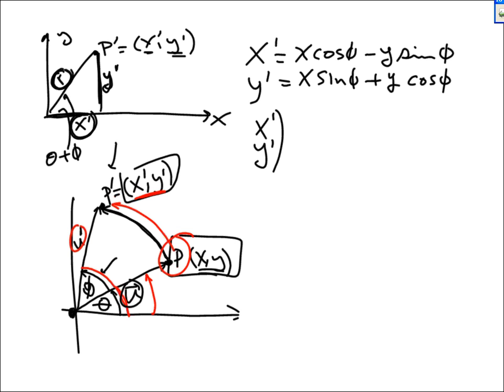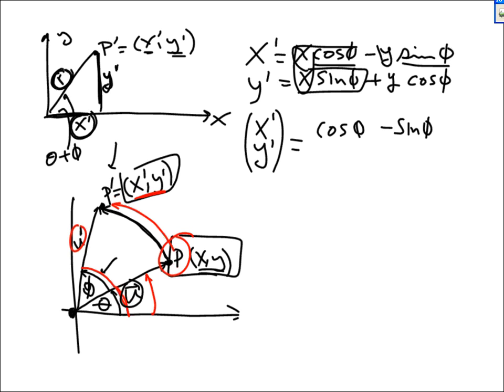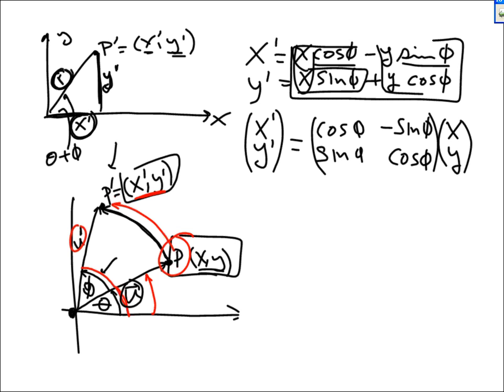X prime, y prime as a vector is cosine phi, negative sine phi. Notice I have the x terms lined up, and the y terms lined up. Sine phi, cosine phi. And if you multiply this matrix by the point x, y, you get this. You get that, which in turn is x prime, y prime. So that's how you find x prime, y prime.